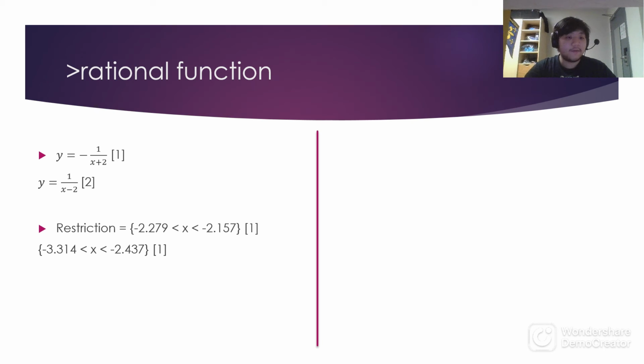The first restriction for number 2 shall look like x to be greater than 2.157 but less than 2.279, and the second restriction shall follow as x to be greater than 2.437 but less than 3.314.